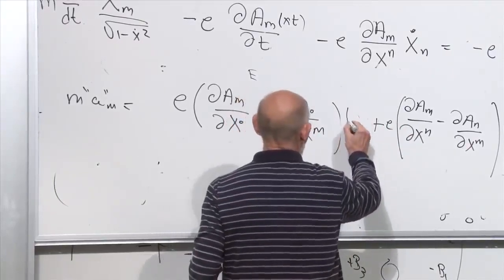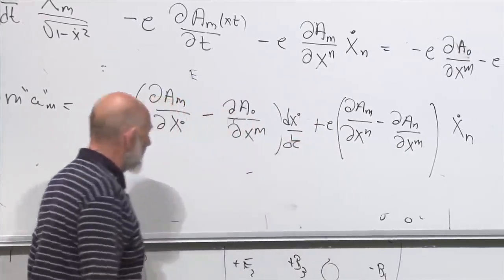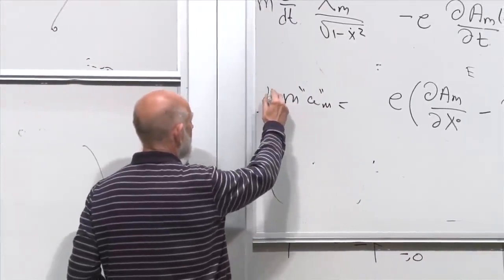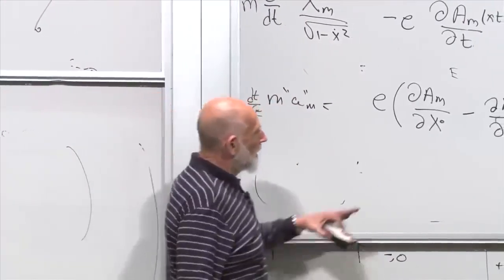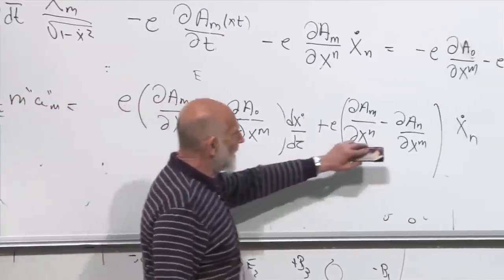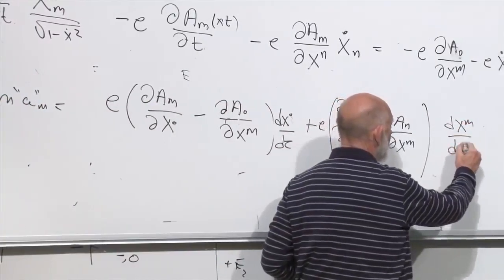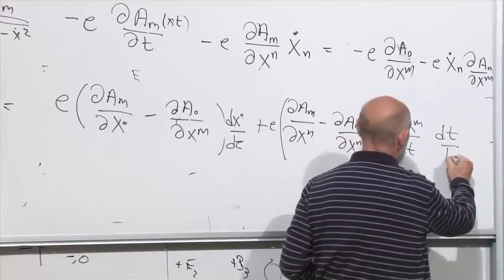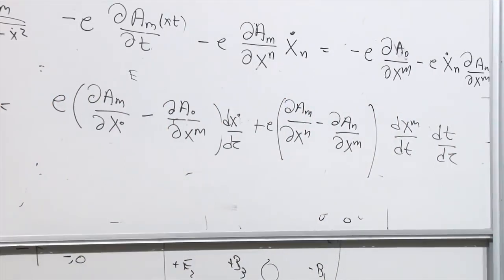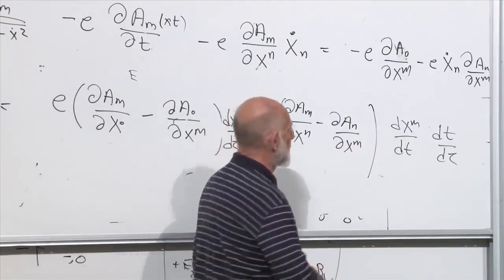So we have dx naught by dt, times dt by d tau, which is the same thing as dx naught by d tau. But what's over here? This is dx m by dt. Now I'm multiplying by dt by d tau. So what does that make that term? It just makes it dx m by d tau.